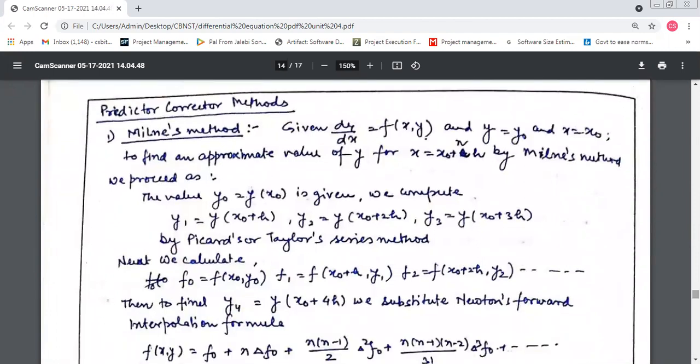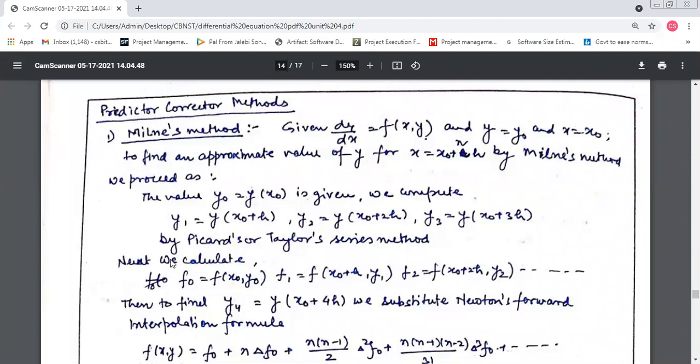How does it work? If the differential equation which is given is dy by dx is equal to f(x, y), where the initial condition is given, that is y is equal to y0 and x is equal to x0, to find the approximate value of y for x is equal to x0 plus h by Milne's method, we proceed like this. First of all, we calculate y0 is equal to y(x0), which is given as the initial condition. y1 will be equal to y(x0 plus h), y2 will be y(x0 plus 2h), y3 will be y(x0 plus 3h).